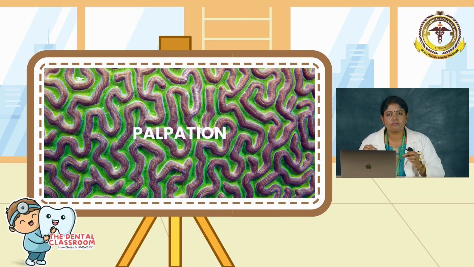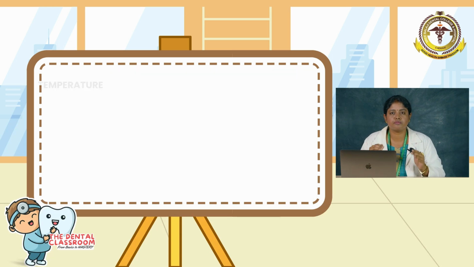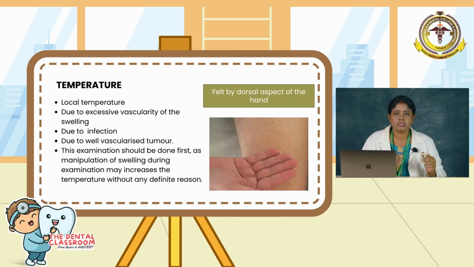Palpatory findings: first and foremost, what you have to do is check for the temperature. Generally we usually see the site and shape and then only temperature. But temperature has to be checked first, because when you try to manipulate the swelling on palpation, the surface temperature rises. So before any manipulation, try to check the temperature. How do I check the temperature? Intraorally, you cannot check the temperature. Only for extraoral swelling can you check the temperature.